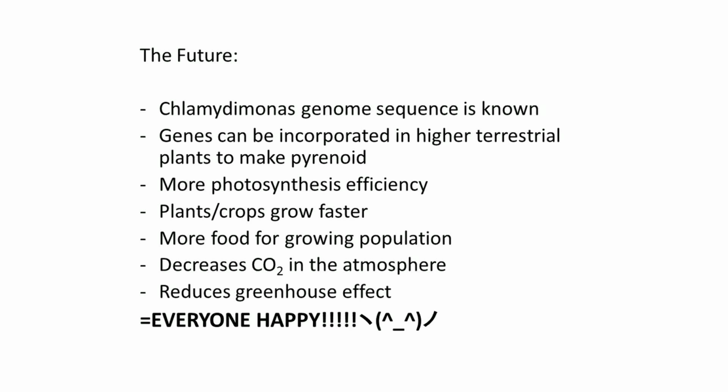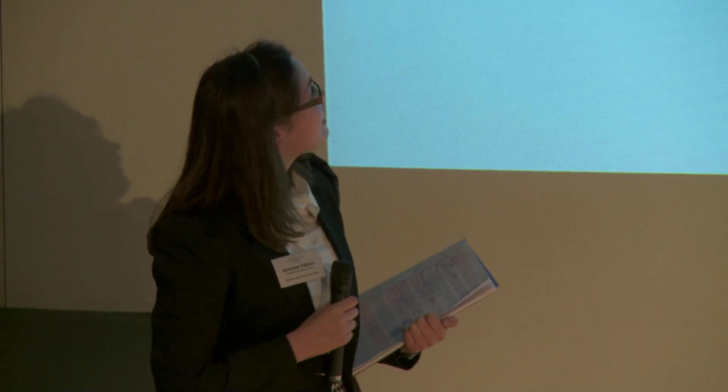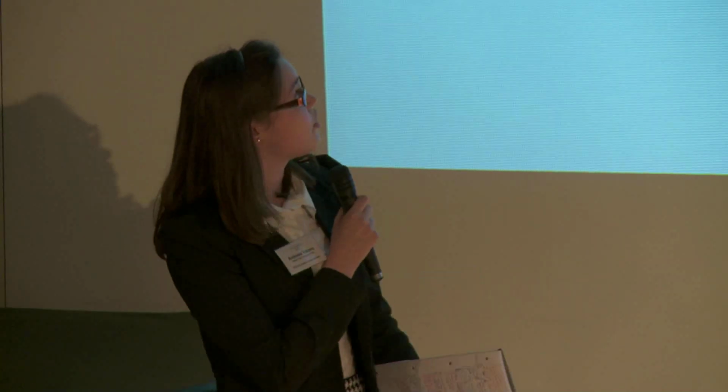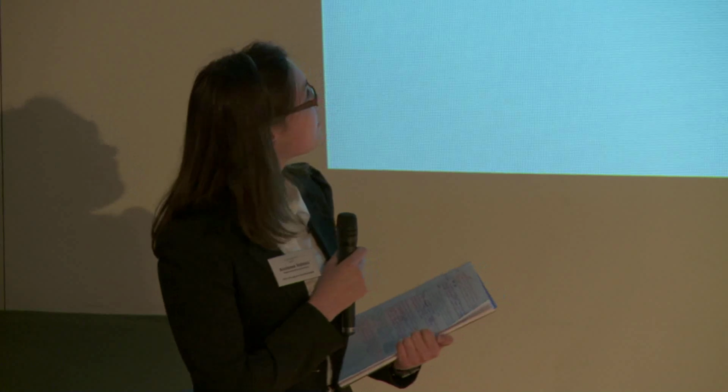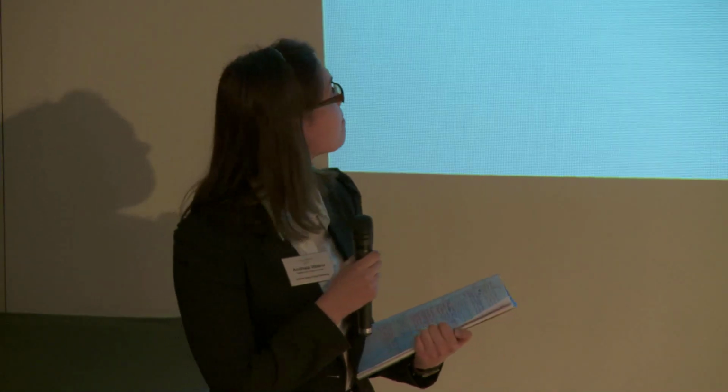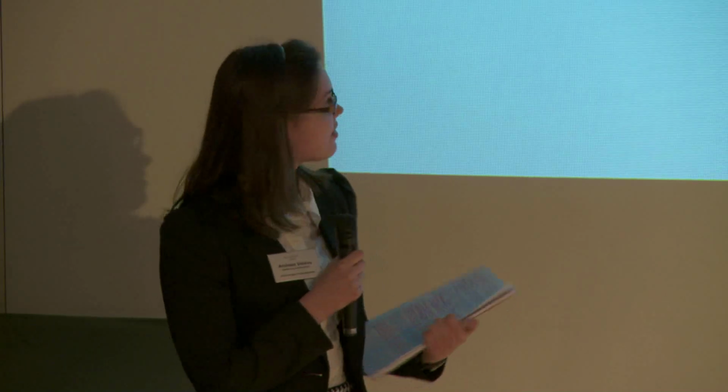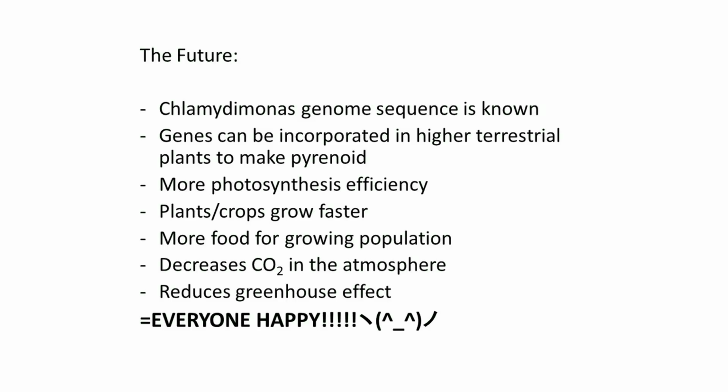Therefore, they can grow faster because they can concentrate their carbon more and fix sugars at a faster rate. That would be very beneficial for us because we can have food for the growing population. It also decreases carbon dioxide levels in the atmosphere, and therefore reduces the greenhouse effect. And it benefits a lot of people, so we thought we'd just sum it up.